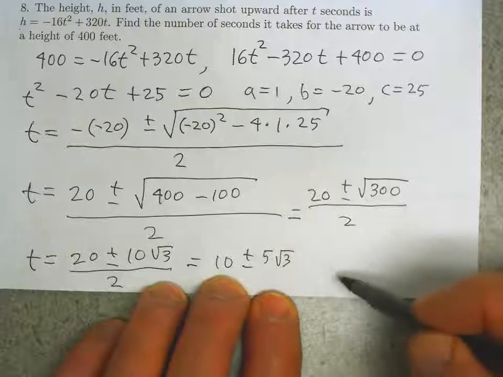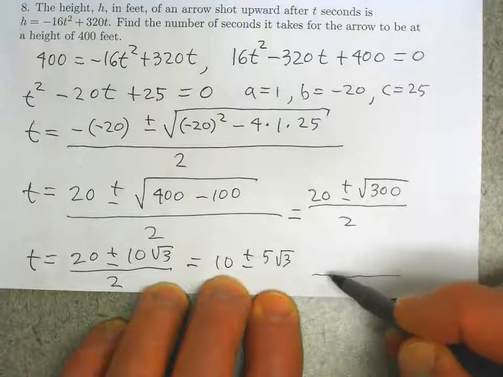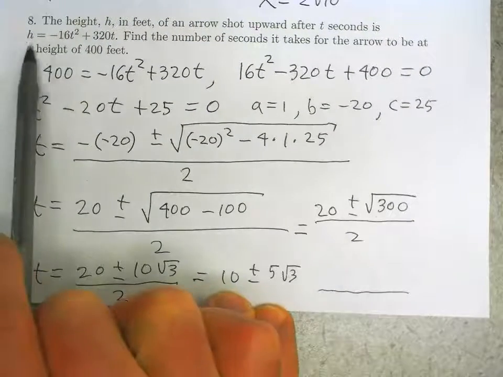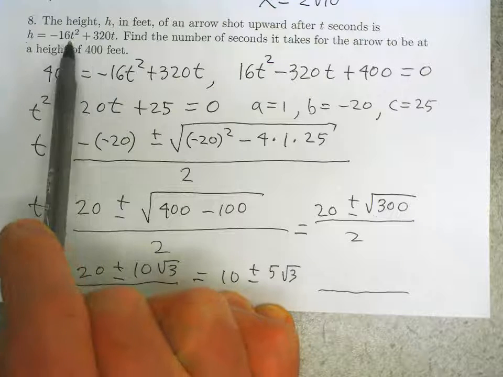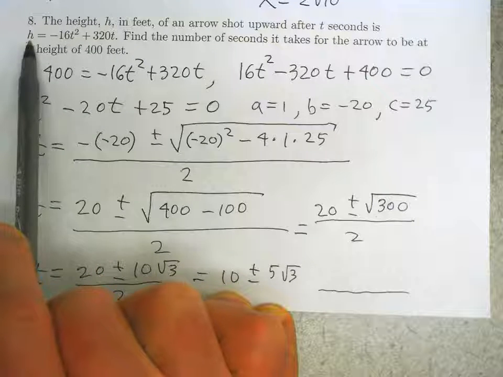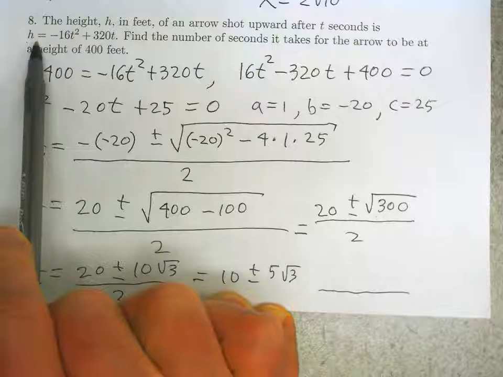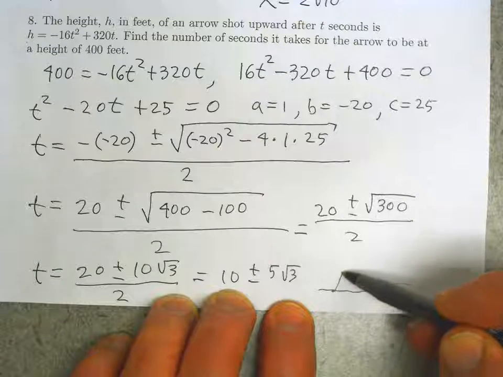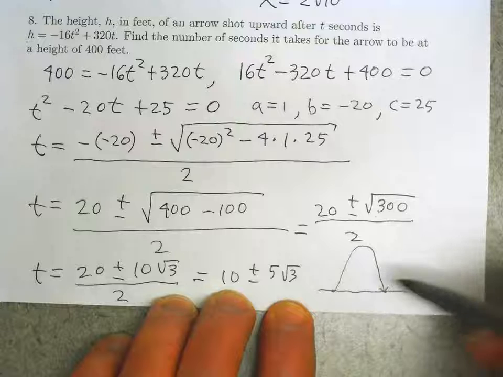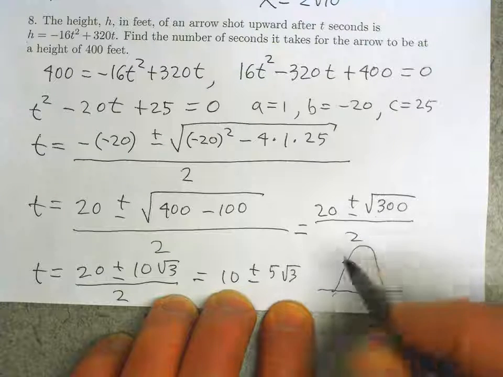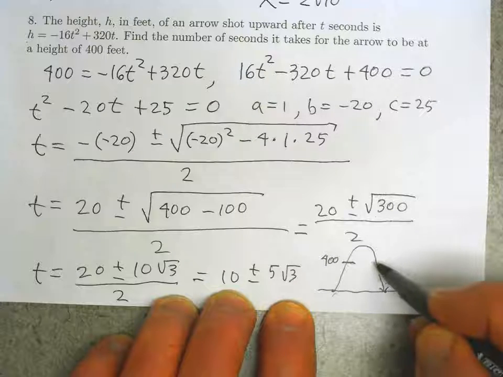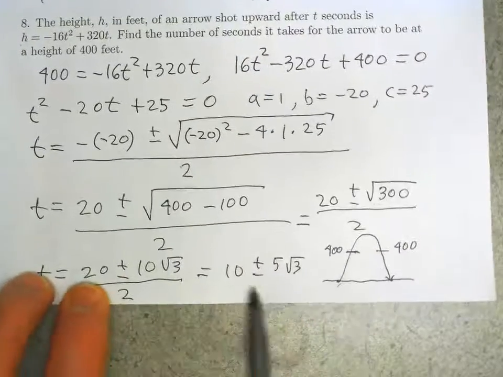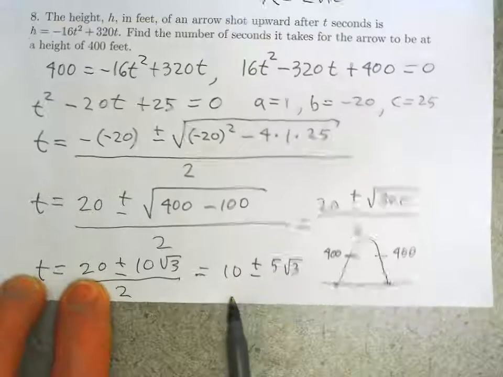So if you can sort of picture what the arrow did, we can tell from how the function is defined that at time t equals 0, the height of the arrow was 0 feet above the ground. So it was at ground level. And so the arrow was shot upwards and then it came back down. So on the way up, it reached 400 feet. And then on the way down, it also reached 400 feet. So that makes sense. That's why there's 2 different solutions for t.